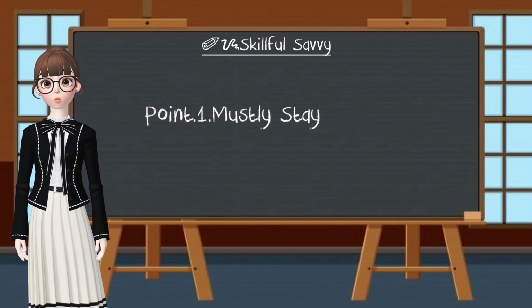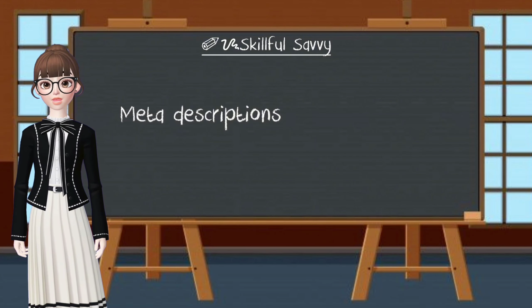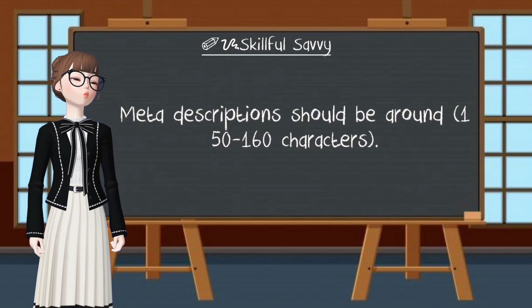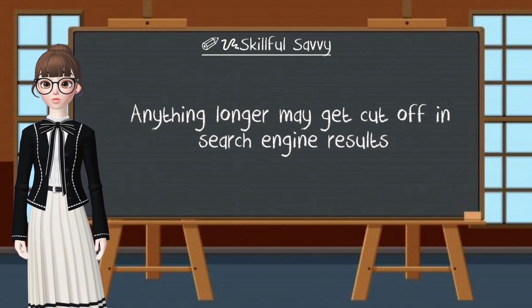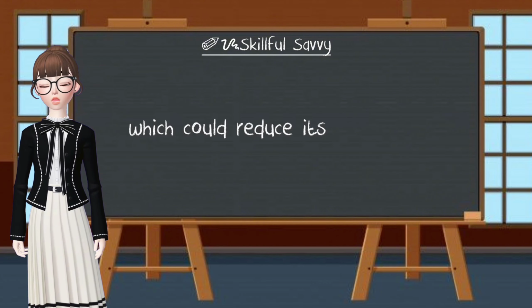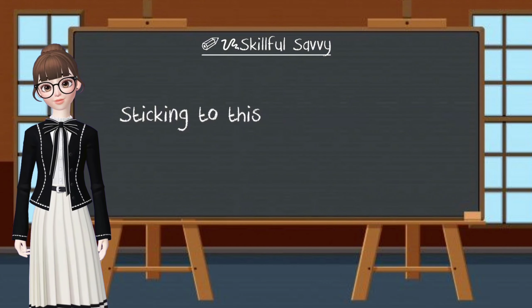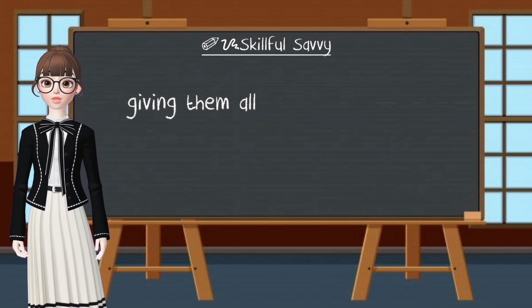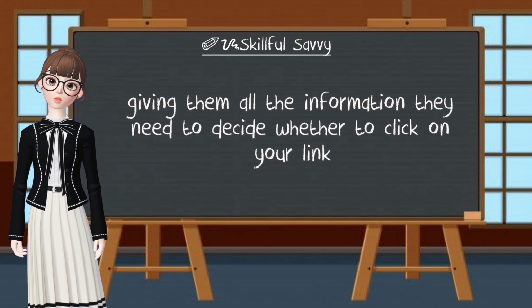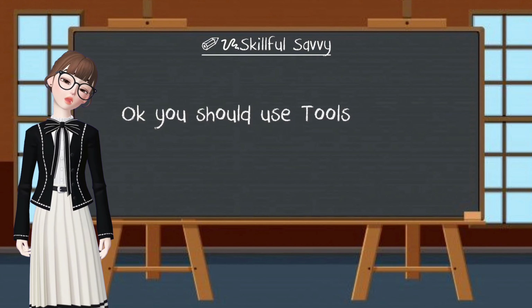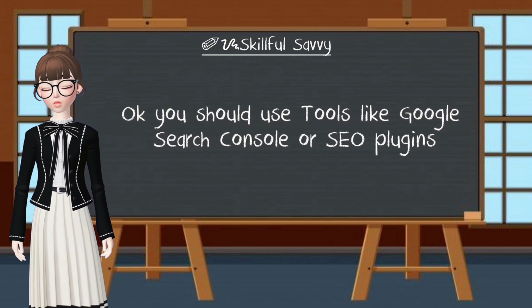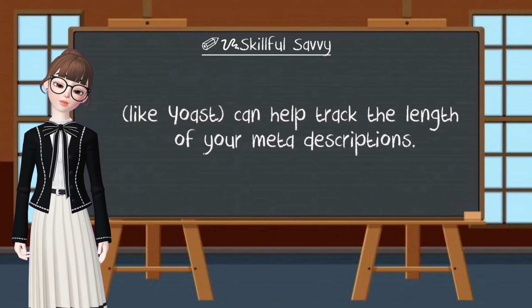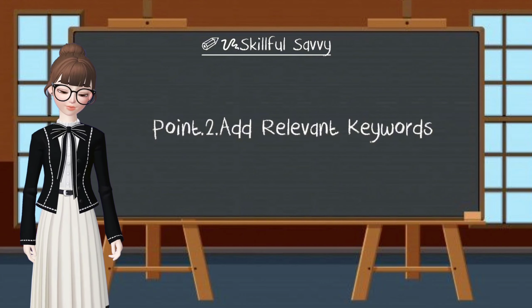Point 1, you must stay within the character limit. Meta descriptions should be around 150 to 160 characters. Anything longer may get cut off in search engine results, which could reduce its effectiveness. Sticking to this limit ensures that the entire description is visible to users, giving them all the information they need to decide whether to click on your link. Okay, tools like Google Search Console or SEO plugins like Yoast can help track the length of your meta descriptions.